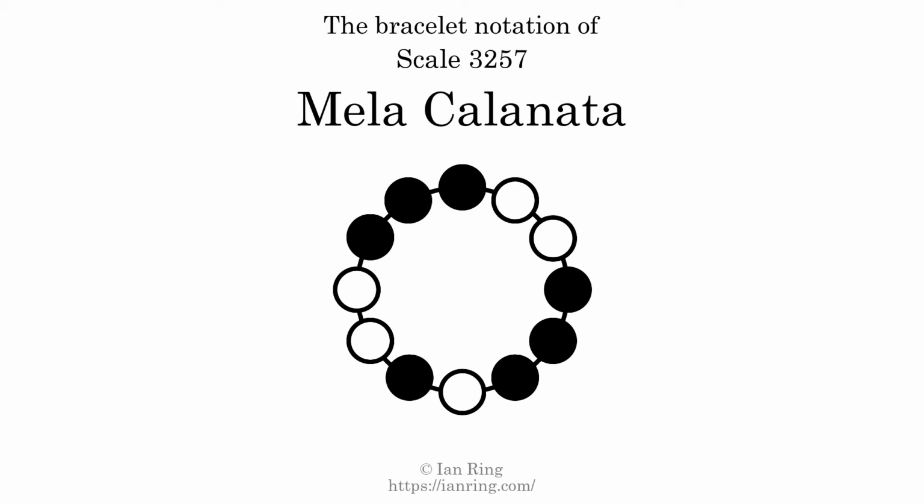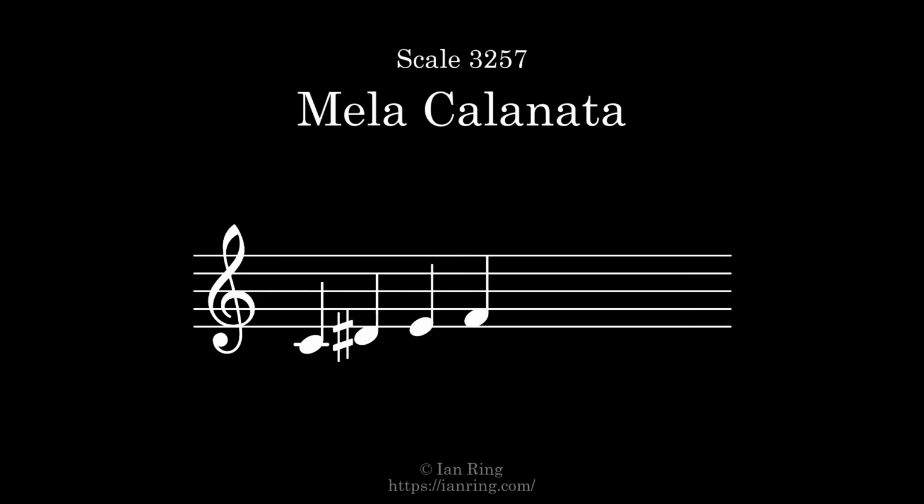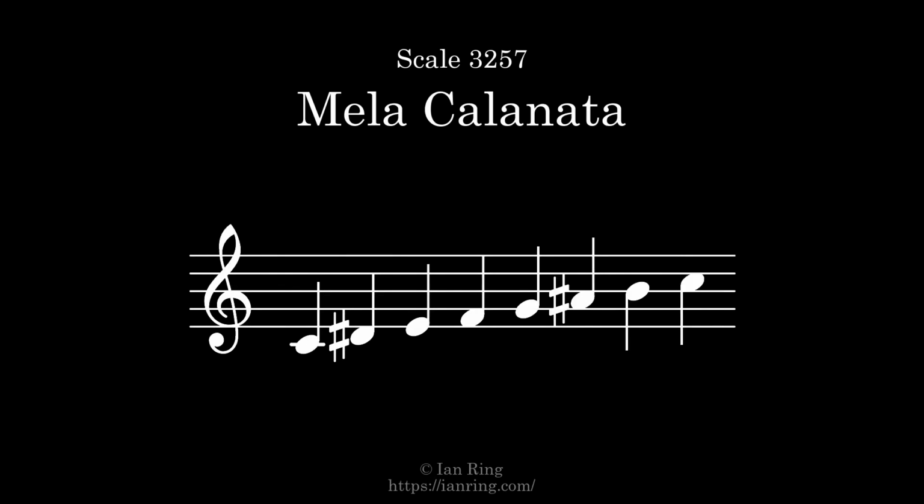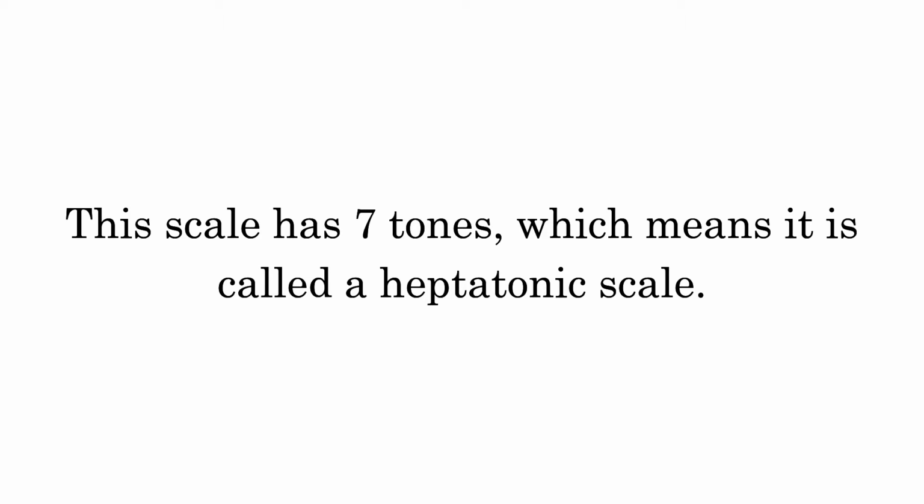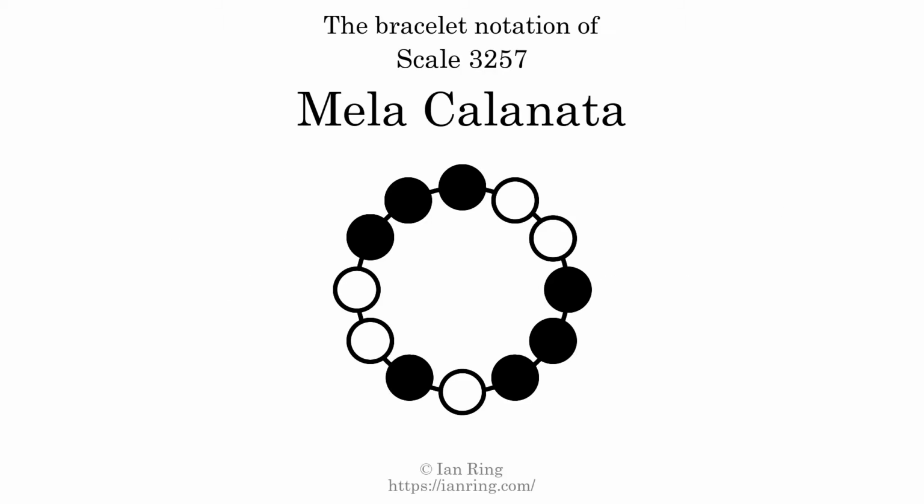3257, Mela Kalavati, which sounds like this. This scale has 7 tones, which means it is called a heptatonic scale. This is a bracelet notation diagram of scale 3257. The shaded circles represent tones that appear in the scale, and they are read clockwise, starting at the top.